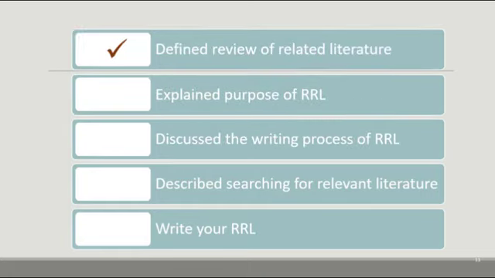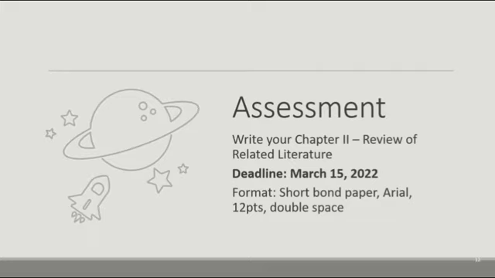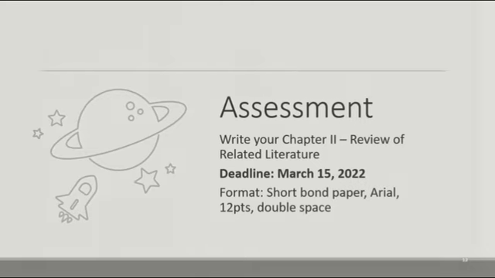So that's it for this module, guys. So we have defined review of related literature. We have explained the purpose of the RRL, discussed the writing process of RRL, and even described searching for relevant literature. And now you have to write your RRL. So assessment, write your Chapter 2, review of related literature. Deadline would be on March 15, 2022. Still the same format, short bond paper, Arial, 12 points, double space.